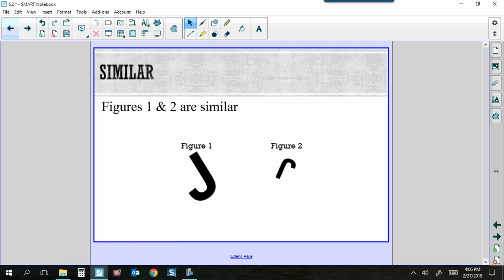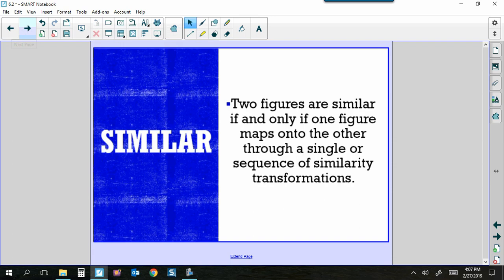Going back to this, just with the letter J, you can't just stretch it one way. So similar again to what we did in our previous lesson, 6.1, you have to take that lower right corner and drag it out so it's expanding both horizontally and vertically. You don't want a tall, skinny J. It'd be weird. So you have two figures that are similar if and only if one figure maps onto the other through a single or sequence of similarity transformations.